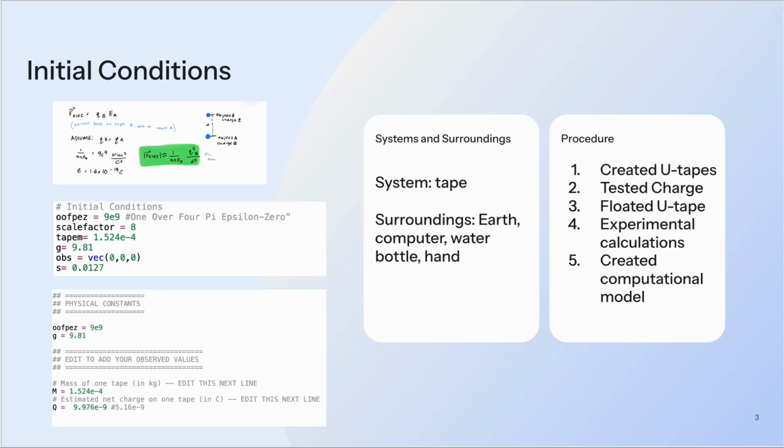Here are the initial conditions. The first box on the left shows the given conditions that were given on the instructional sheet, and then the two boxes below are the initial conditions that were on my computational models. The systems and the surroundings remained consistent throughout the lab, where the system was the tape and the surroundings were the earth, computer, water bottle, my hand, and everything else. And then the procedure I used is listed on the right.